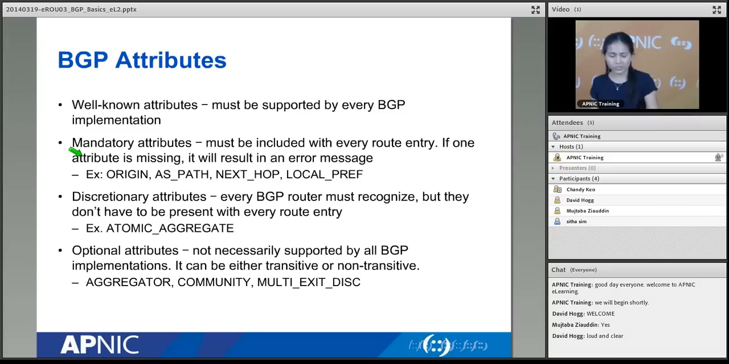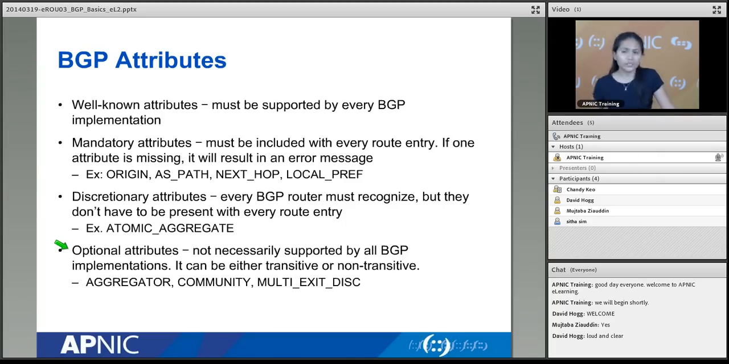With well-known discretionary attributes, as opposed to the mandatory ones, which have to be present in every route entry, it doesn't have to be present, but your BGP router must be able to recognize it. There are also optional attributes. That's the other end, which is not well-known. Optional doesn't necessarily have to be supported by all BGP implementations. It can be there. It may not be there as well. When you receive route entries, you don't necessarily have to understand all of it.